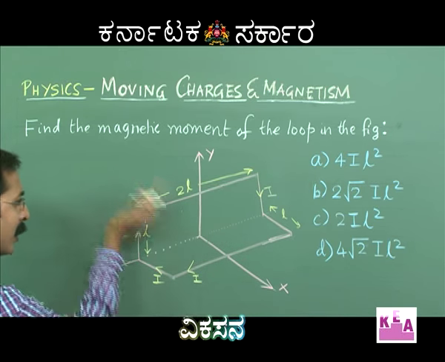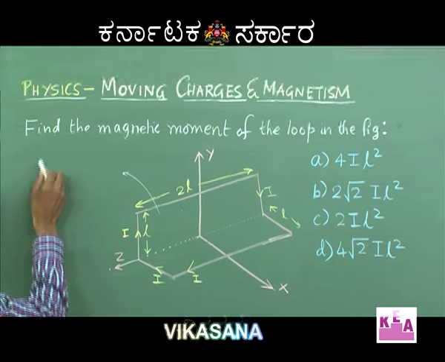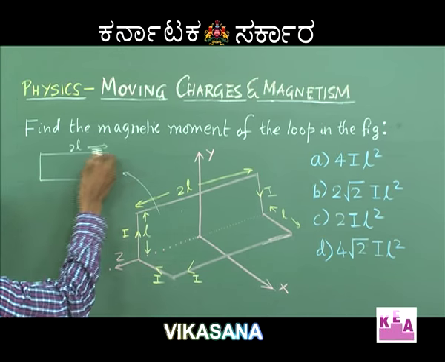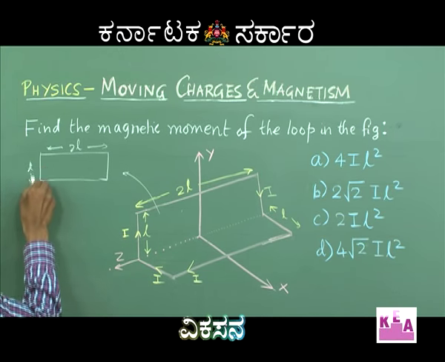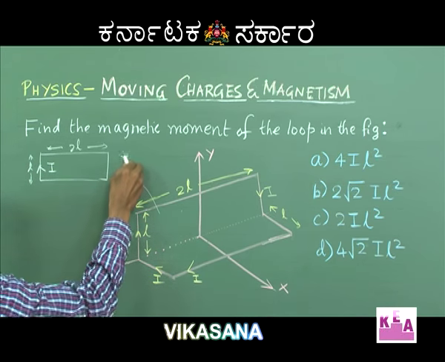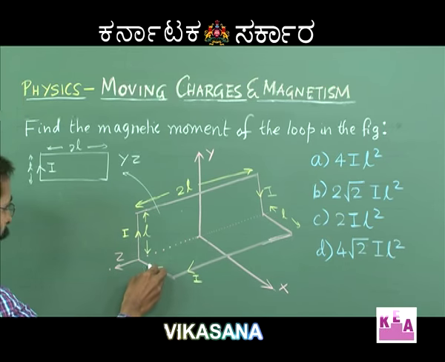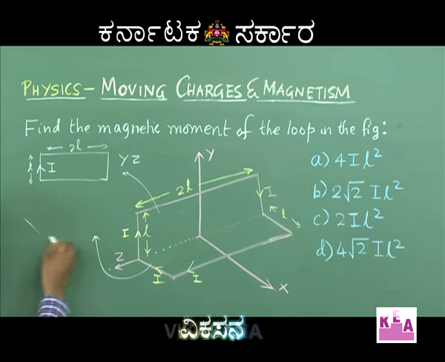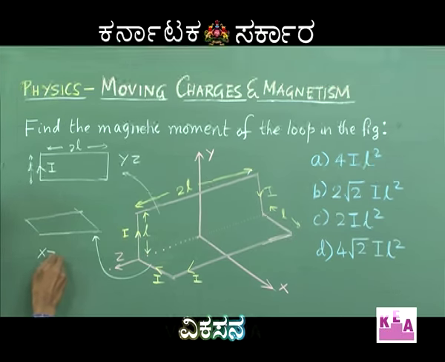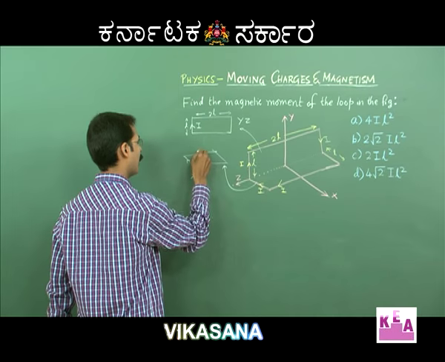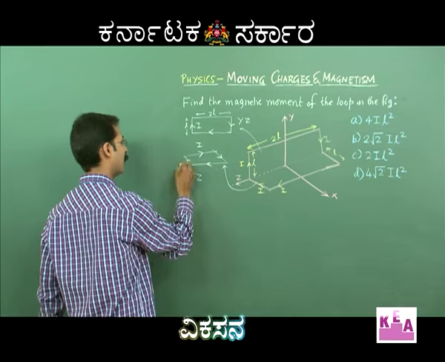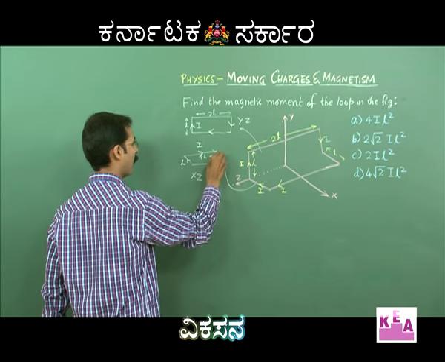Now I can separate these two parts. This part I will write here. The length is 2L, the breadth is L, the current is anti-clockwise, current I. This lies in YZ plane. And this one I will write here, that lies in XZ plane and the current is again like this. The current is I, this length is L, that length is 2L.